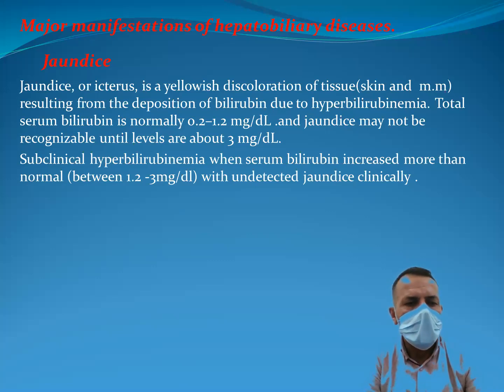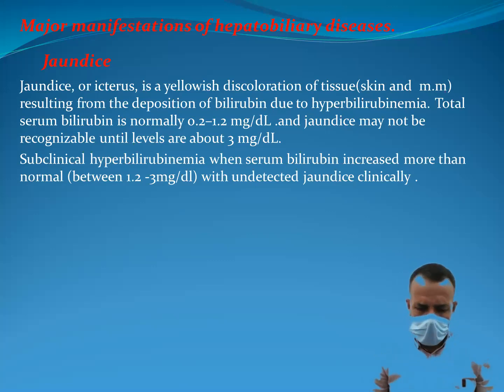deciliter. The level between 1.2 and 3 milligram per deciliter is called subclinical hyperbilirubinemia. That means there is an increase of serum bilirubin, but without being evident clinically as jaundice. Subclinical hyperbilirubinemia is when serum bilirubin increases above the normal level, between 1.2 and 3 milligram per deciliter, with undetectable jaundice clinically.